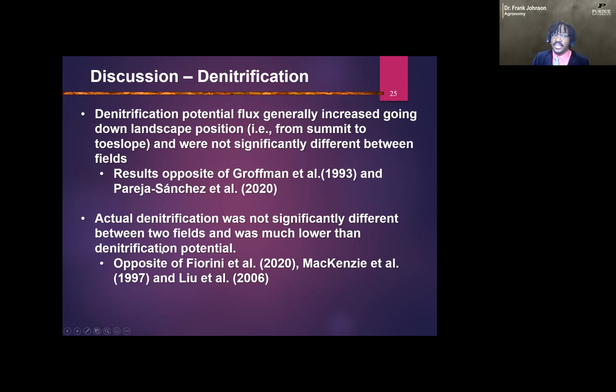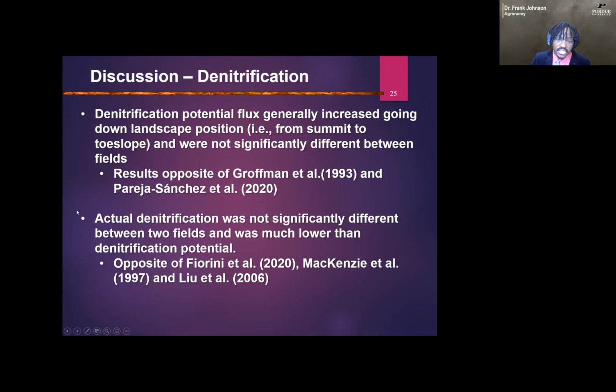Groffman et al. observed greater denitrification enzyme activity in the summit landscape position, but in their study, they were also looking at the burning impacts in a tall grass prairie, which is very different than our Alfisol claypan system. Pareja-Sanchez observed that denitrification potential was impacted by tillage, application timing, and the type of nitrogen fertilizer that was applied. Despite our contrasting management, fluxes were similar between the two fields.